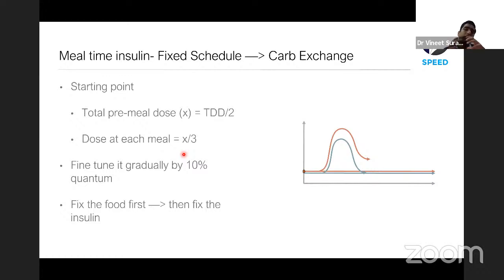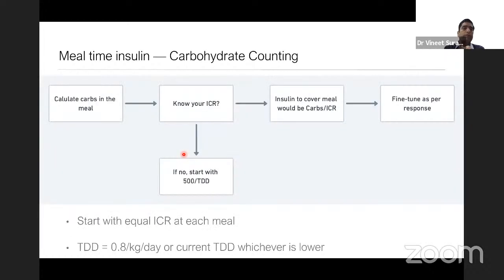Now we need to fine tune it gradually by 10% quantum. This 10% quantum doesn't mean that we are doing it on a daily basis. Let the insulin get settled down. So you can ask the child to change it every second or third day to fix these doses. And if carb counting is not possible, then fix the food first, and then you need to fix the insulin. The best way is to do it by carb counting.